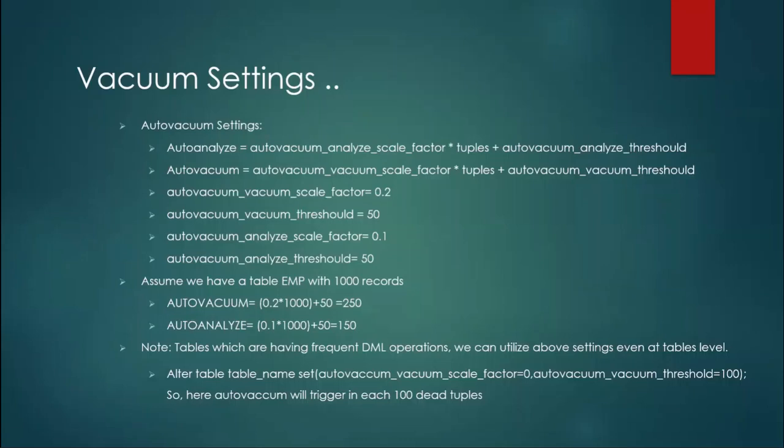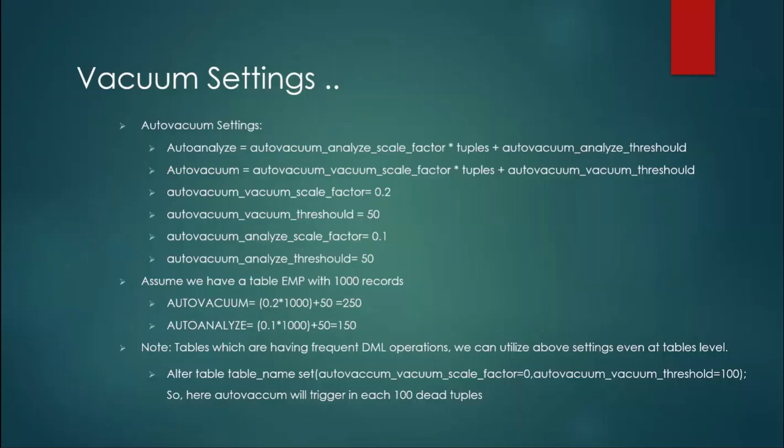suppose I change the scale factor and also the auto vacuum threshold. The vacuum scale factor, instead of 0.2, I change to 0, and the auto vacuum threshold, instead of 50 rows, I change to 1000.